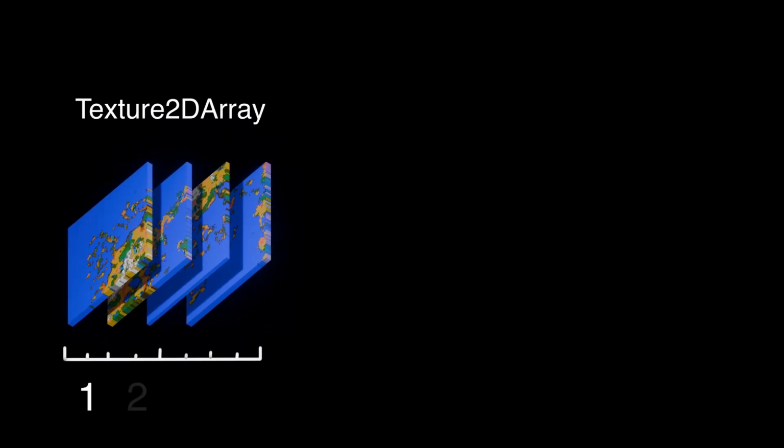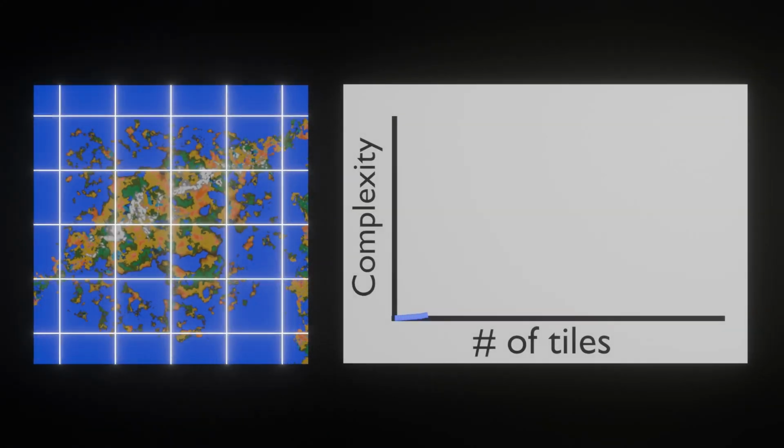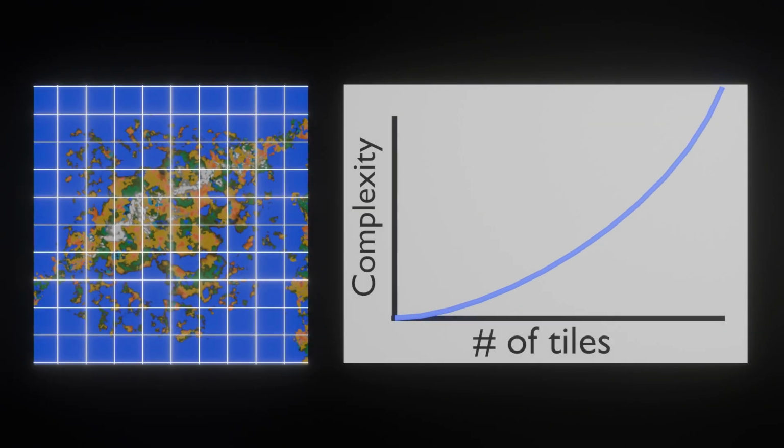The length of each texture array will be equal to the number of tiles in each row squared. This means that the performance of our world generation system will decrease exponentially with each tile, column, and row pair that we add to our world map.